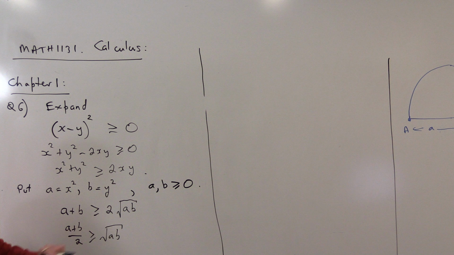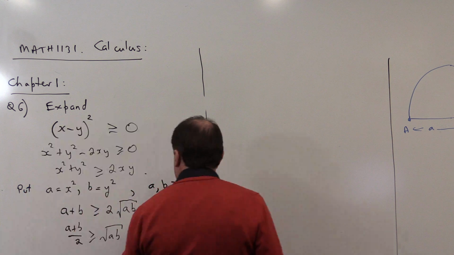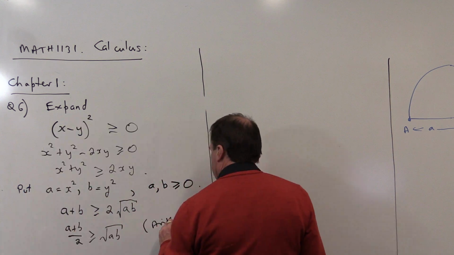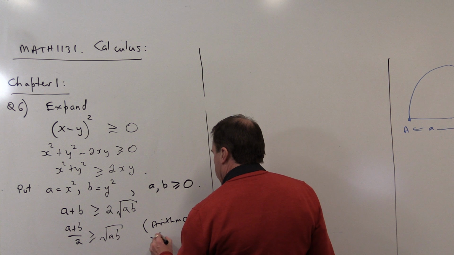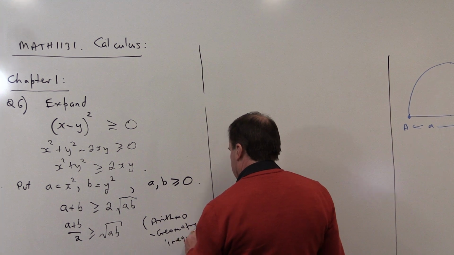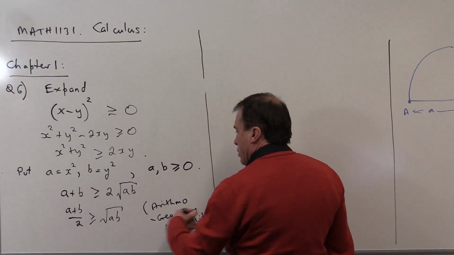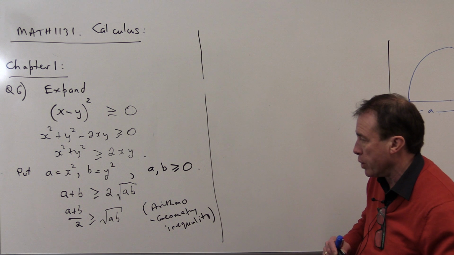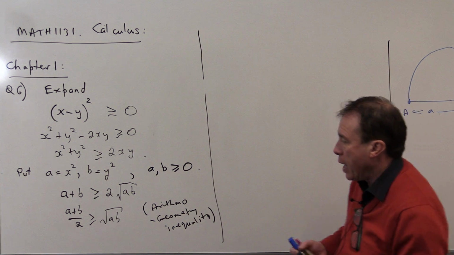And that inequality is a very famous inequality. It's called the arithmogeometric inequality. There are generalizations of this, but that's all we need for this particular problem.